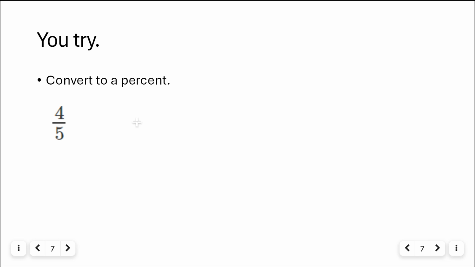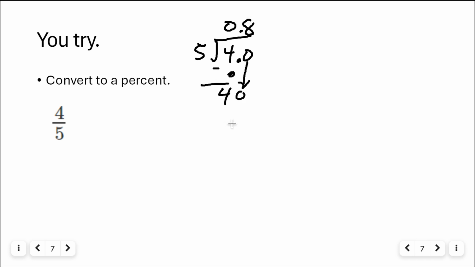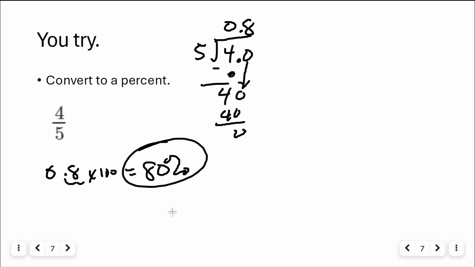All right, take 4/5 and convert it to a percent. Okay, this one's a little easier for you folks to try here. 5 does not go into 4, so that's 4. Put a decimal. Bring down the 0. 5 goes into 40 8 times, and no remainder. So 4/5 is 0.8. Multiply that by 100. Move that decimal 2 places. That's 80%. And now it gets a percent sign. So 4/5 is really 80%.